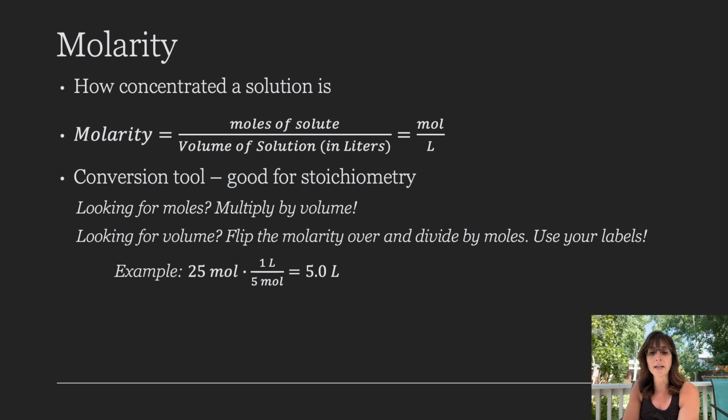If you take a look at my example, let's say you have a 5 molar solution, 5 moles per liter. When you flip it over, you always put the number with moles. So 1 liter divided by 5 moles, and you get 5 liters. Just pay attention to your labels. It's a great tool.